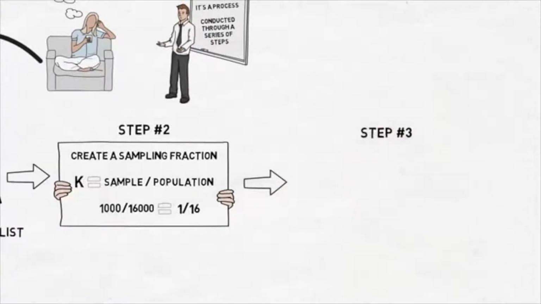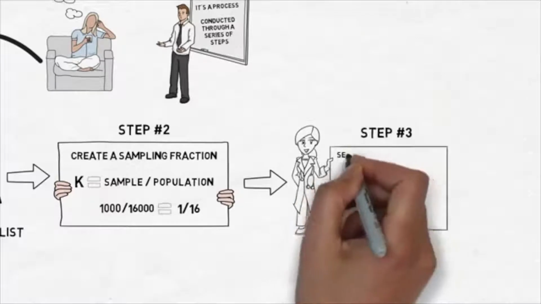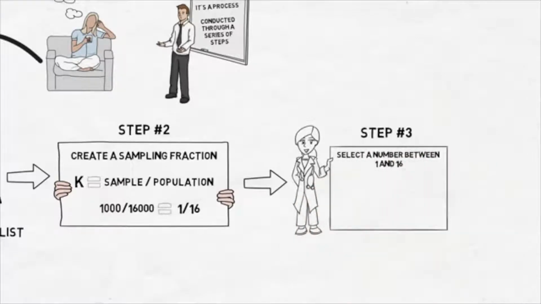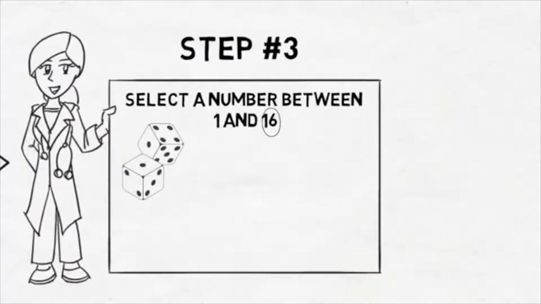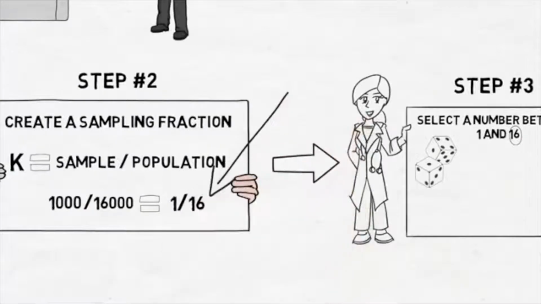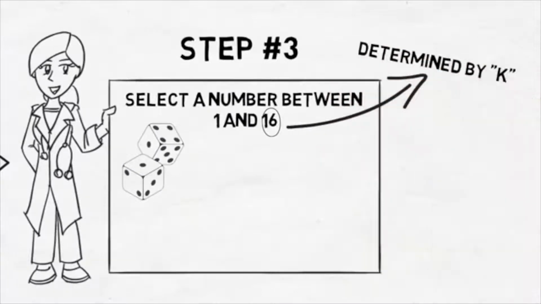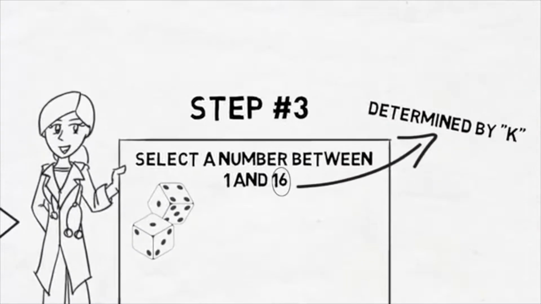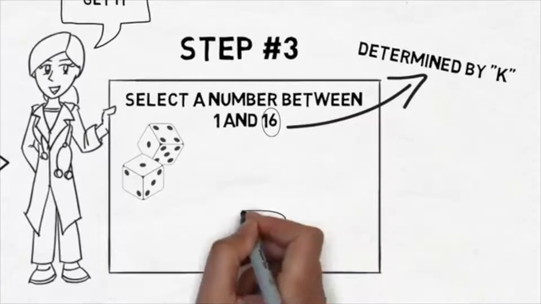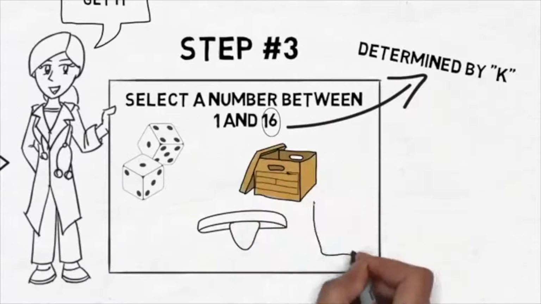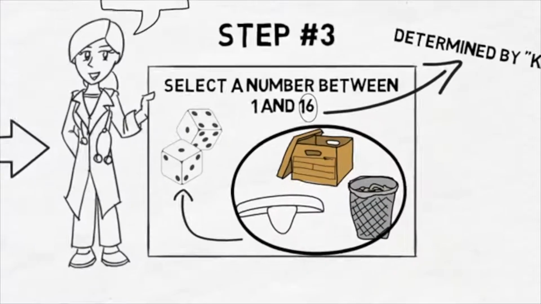Step 3 is where we select our first case. For example, we determined in step 2 that k equaled 1 over 16. We therefore need to select a number at random between 1 and 16. But why 16? Remember in our hypothetical example, we wanted to select 1 out of every 16 cases. So 16 was determined by k. Once we've determined the number of cases that we have to select from, the next step is rather simple and might look familiar. That's right, we simply need to put 1 through 16 into a hat, a box, or a bin, and then pull out randomly one of the numbers.